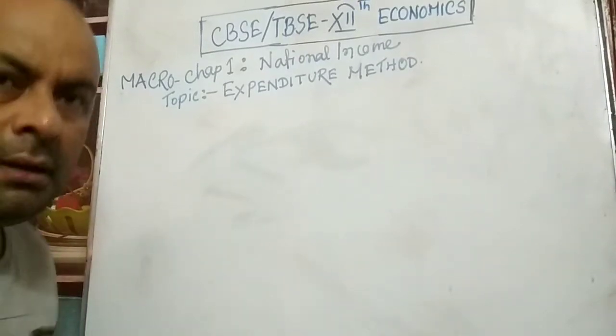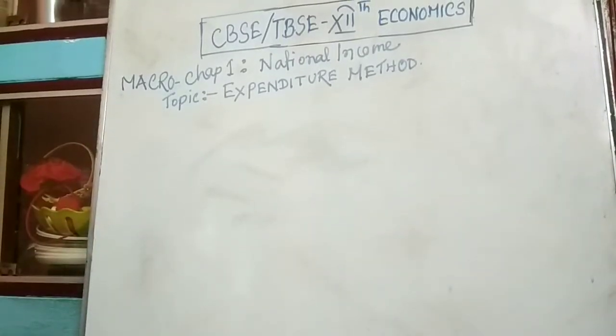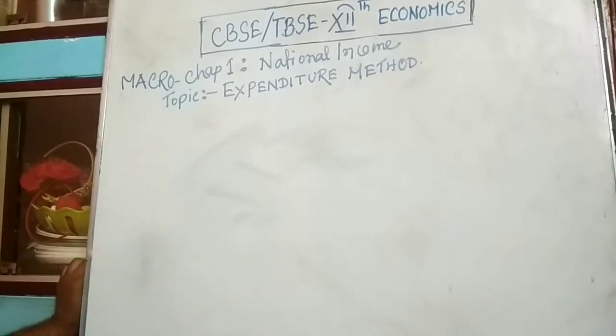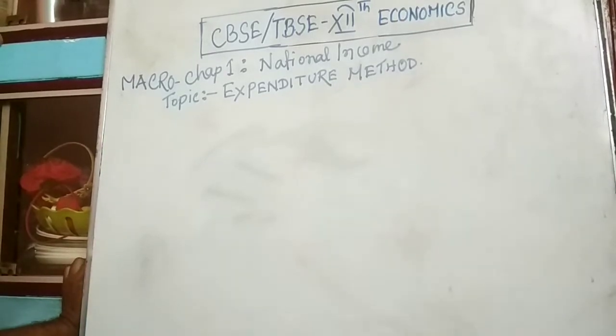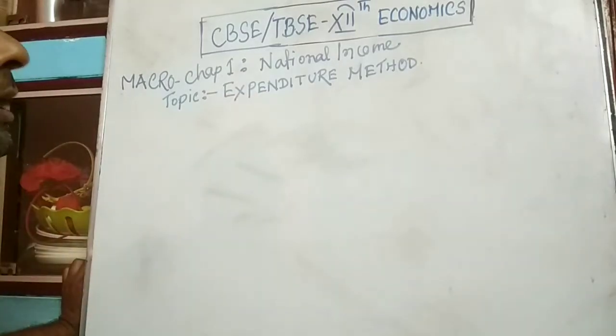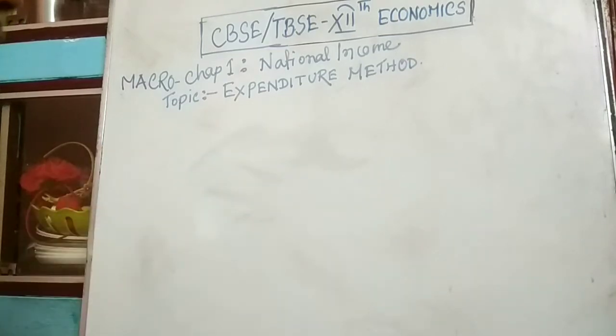Good evening. Today from national income, macro chapter 1. Today our discussion topic is the expenditure method. In the last class I had discussed the income method. Now today, the expenditure method, the second method of measuring national income.